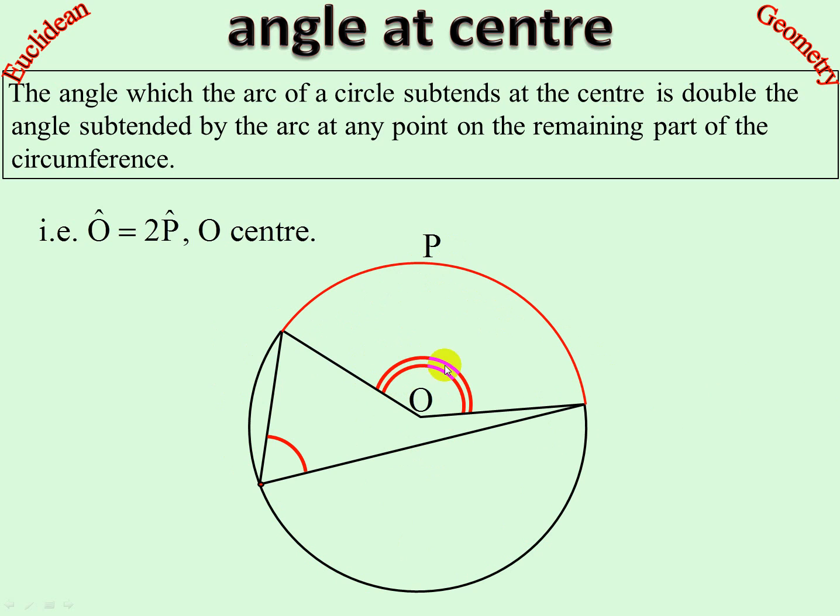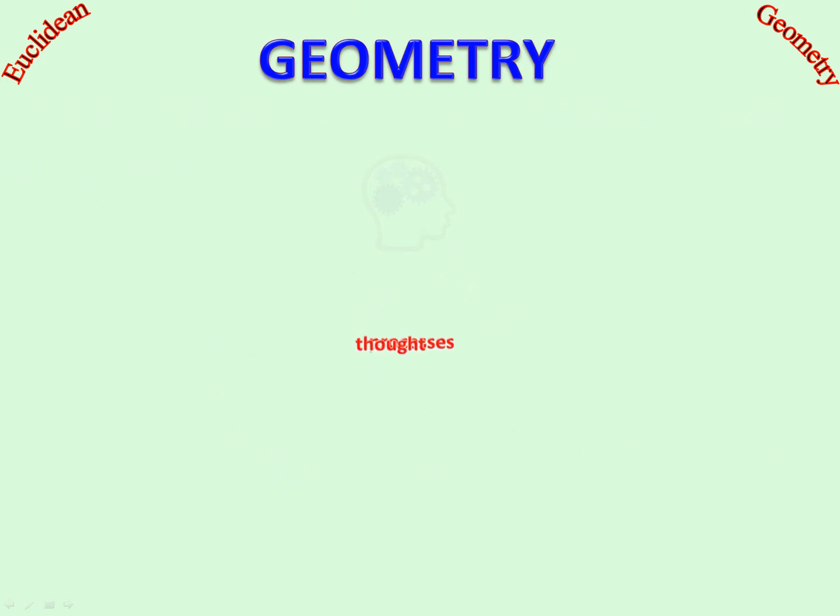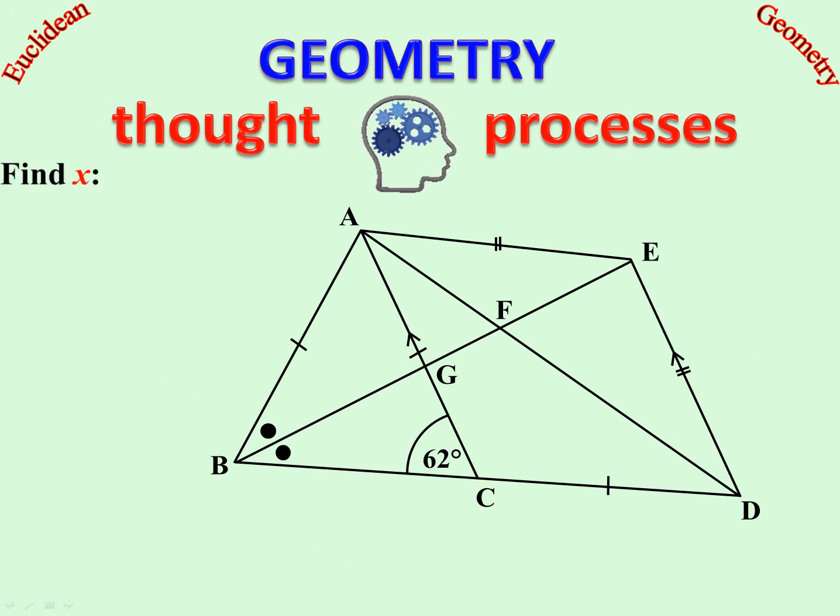There's the arc. There's the angle at center. There's the angle at the circumference. So let's just talk about, on the sideline first, thought processes. If I had to find x there, then how would I go about that?